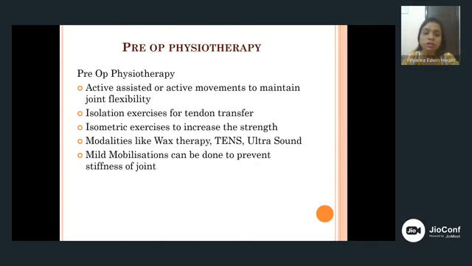And if the patient has pain or stiffness, then we give wax therapy, TENS and ultrasound, and mild mobilization to prevent further stiffness of the joint. So this is pre-op physiotherapy.